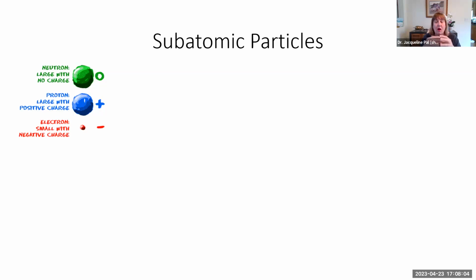Those two are going to be in the nucleus. And then the electrons, which as you can see from the picture, are really, really tiny. They have a mass, but it's in the decimal points compared to the single digits of the neutrons and protons. And the electrons have a negative charge.